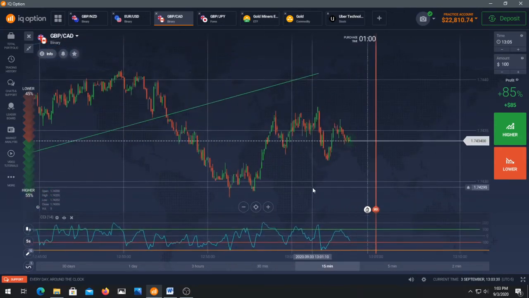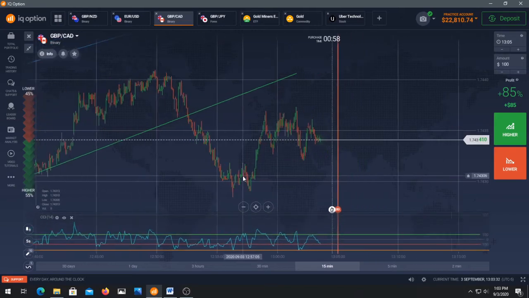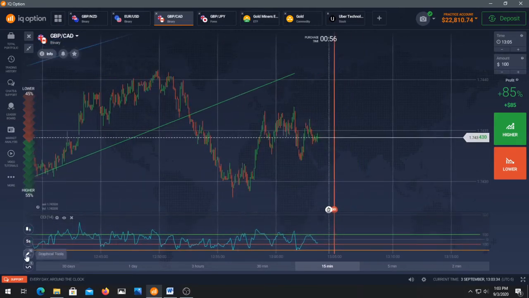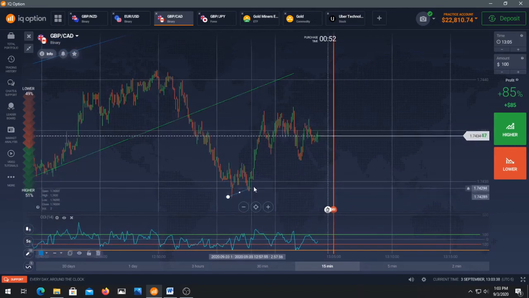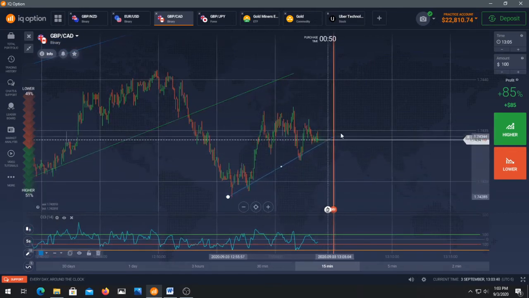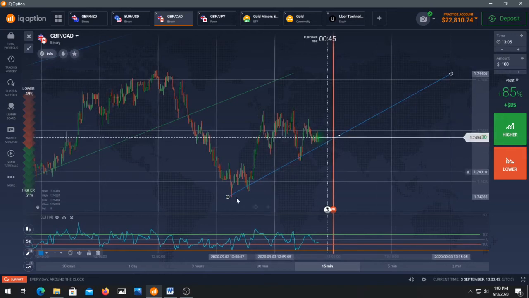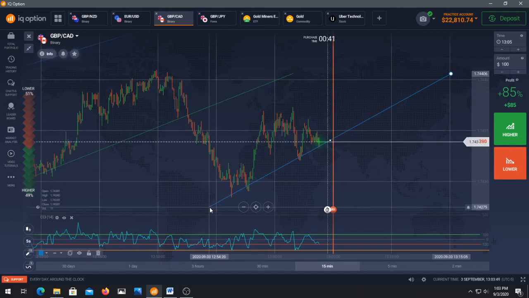What I could do is draw new support and resistance here. So you click on your graphical tool lines, and so therefore I'm touching. So this is my new support. So I'm touching 3 points. Yep.